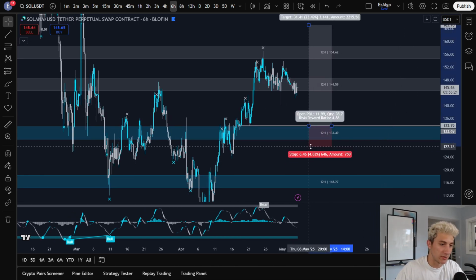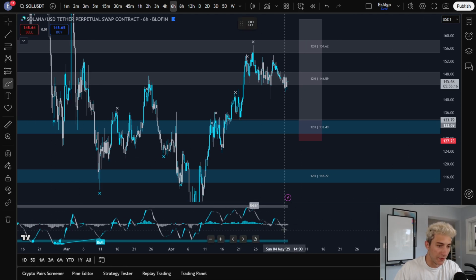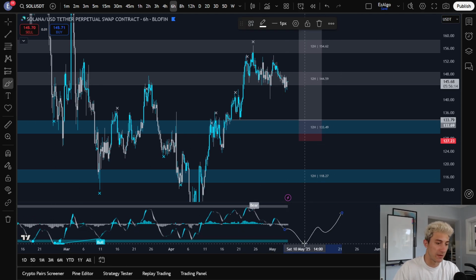Again, as soon as price comes down to this level, I'll drop to a lower time frame, look for some of those bullish divergences here on the oscillator, going down to a 15-minute time frame to enter the trade.